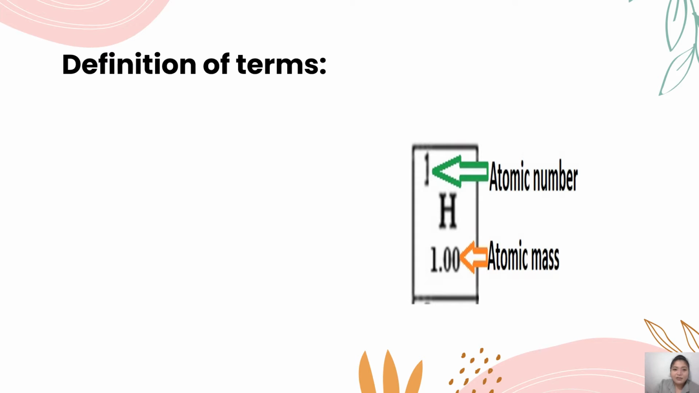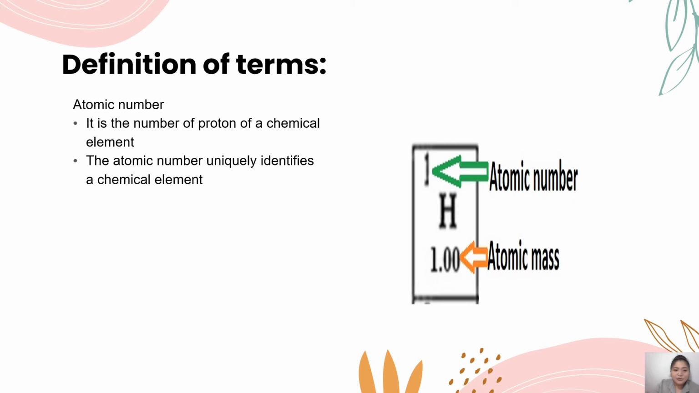So, for our discussion for today, we are going to define two important terms that will be part of the calculation of the molar mass. And this is the atomic number. Now, if you remember what the atomic number is in the scrambled letters, it is the number of protons in a chemical element, and also it is a unique identity of an element.